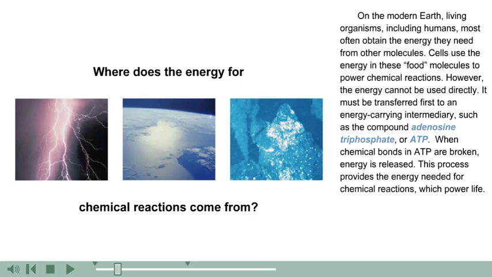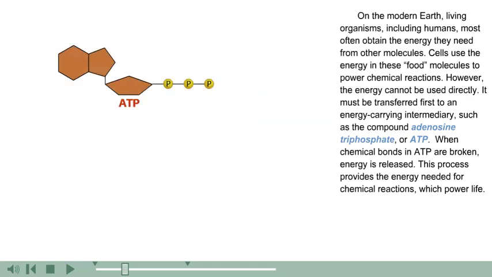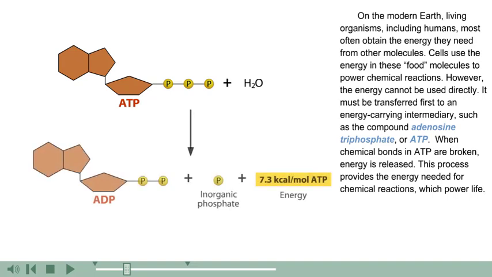However, the energy cannot be used directly. It must be transferred first to an energy-carrying intermediary, such as the compound adenosine triphosphate, or ATP. When chemical bonds in ATP are broken, energy is released. This process provides the energy needed for chemical reactions which power life.